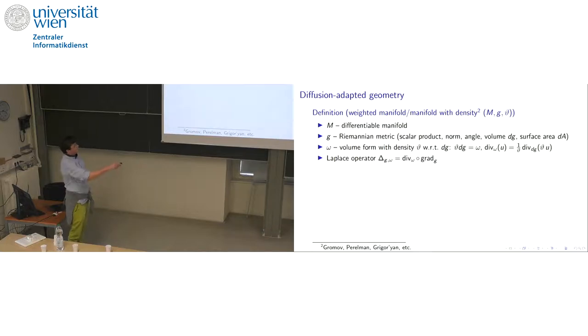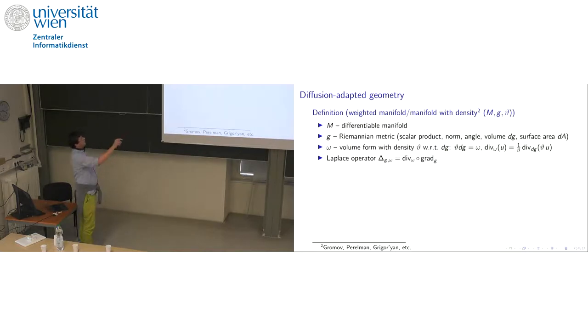To this volume, then the divergence takes this form. So if I want to compute the divergence relative to that specific volume form, then I take the Riemannian divergence, and then I have this 1 over density in front and the density in the argument. By the way, I've seen this formula many times in the previous talk. You had many of these expressions like divergence of, and then there was 1 over h and h in the argument.